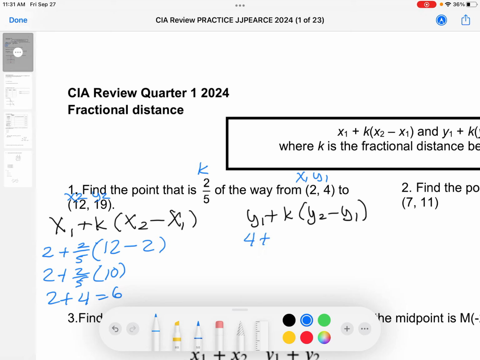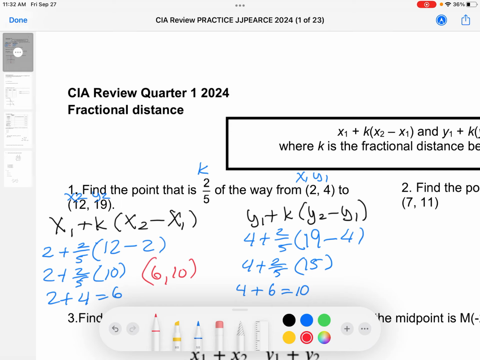And then y1 is 4 plus k, which is 2/5. y2 is 19 minus y1, which is 4. 4 plus 2/5 of 15. So 2 times 15 is 30. 30 divided by 5 is 6. It's going to be 10. So the point that is 2/5 of the way between (2, 4) and (12, 19) is (6, 10).